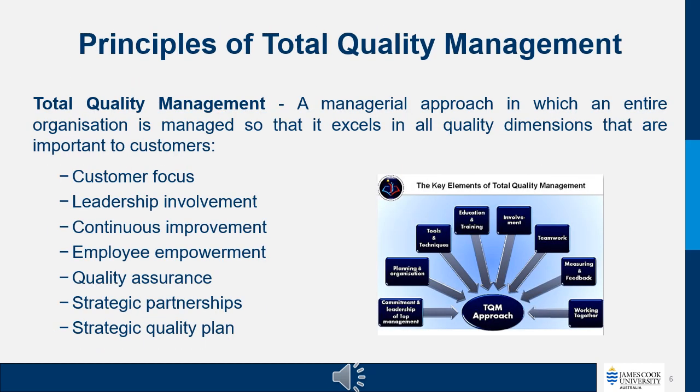TQM, or total quality management, is an approach to quality management that aims to achieve continuous improvement in the quality of the products and services offered by an organization. It is a customer-focused approach that involves all employees in the organization, from top management to frontline workers, in a continuous effort to improve quality. There are some principles here: customer focus, leadership, continuous improvement, employee empowerment, quality assurance, strategic partnership, and a strategic quality plan.